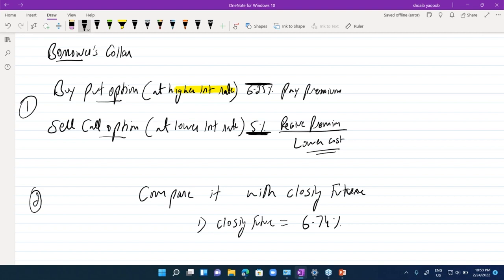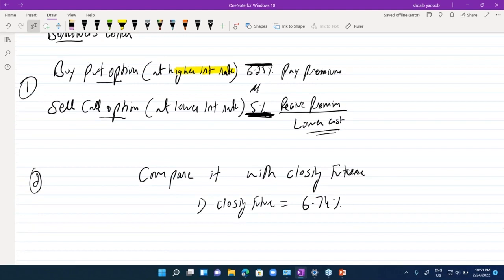So guys, if closing future is 6.74, anything above this will be exercised. Anything below this will be exercised. Anything in between will be okay. Anything above 6.25 will be exercised. Anything below 5% will be exercised.